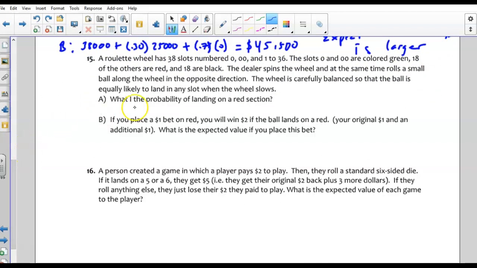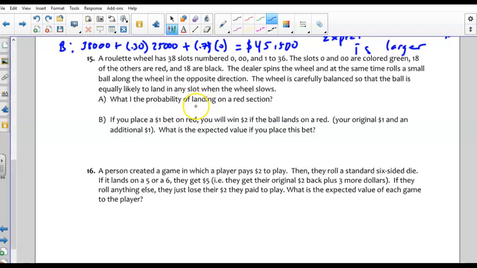A roulette wheel has 38 slots numbered 0, 00, and 1 through 36. The slots 0 and 00 are colored green. 18 of the other slots are red, 18 are black. The dealer spins the wheel and rolls a small ball along the wheel in the opposite direction. The wheel is carefully balanced so that the ball is equally likely to land in any spot when the wheel slows. What's the probability of landing on the red slot?